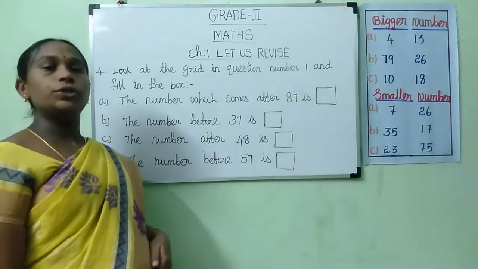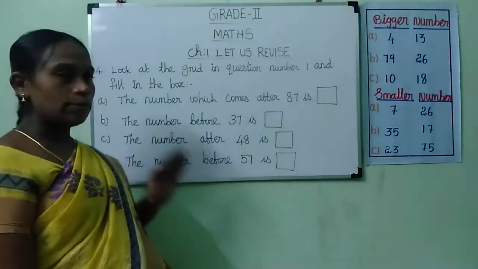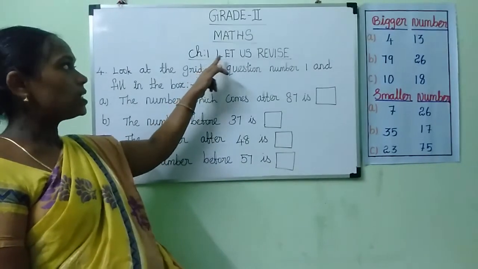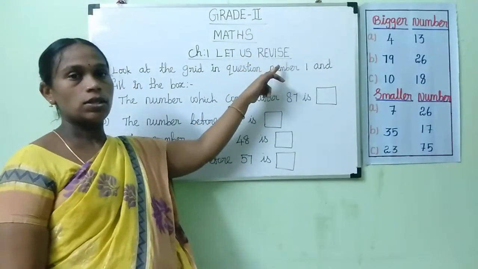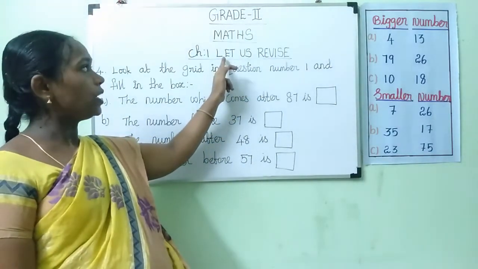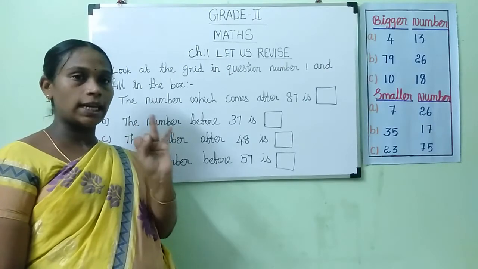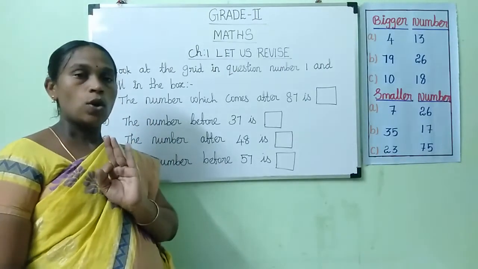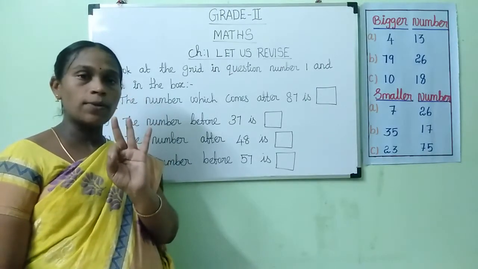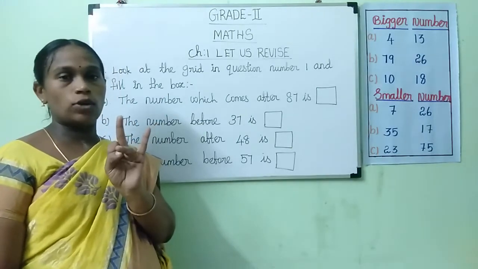Now we are going to see the topic, same chapter 1. Let us revise. Already we have learned first Roman, second Roman and third Roman also. What is under these three Romans? Numbers and number names only.